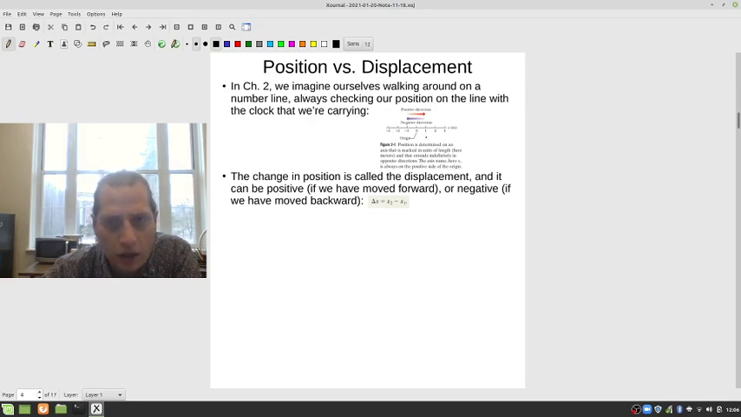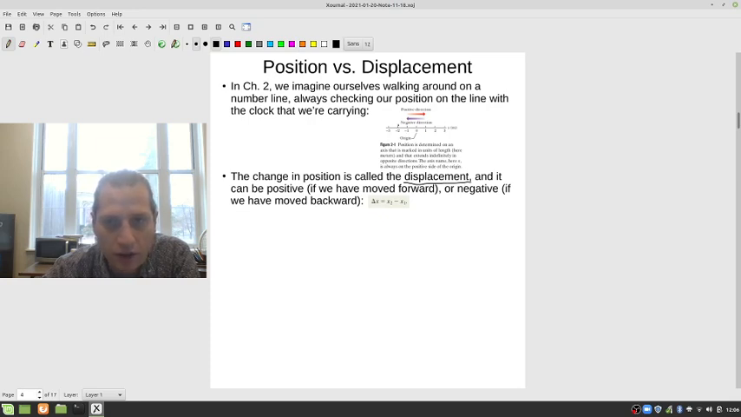Now, of course, going in the positive direction means the numbers are getting bigger. Going in the negative direction means the numbers are going smaller. So those things make a difference. But we want to be very careful and to make a distinction between displacement, which can be positive or negative, and just distance.